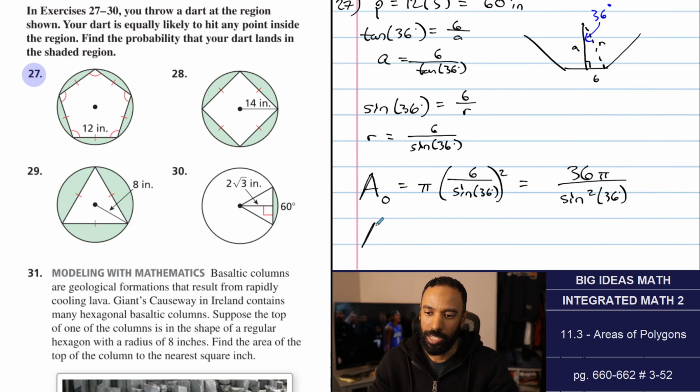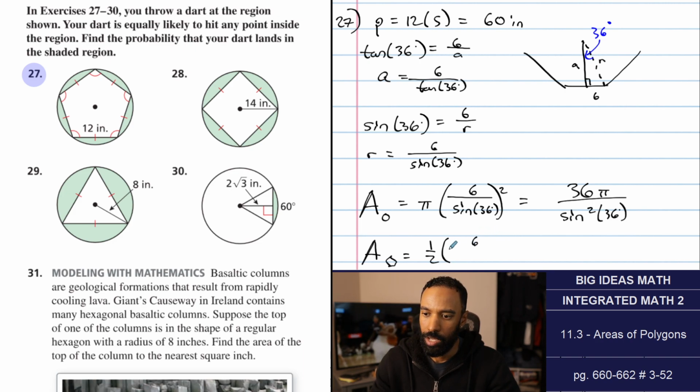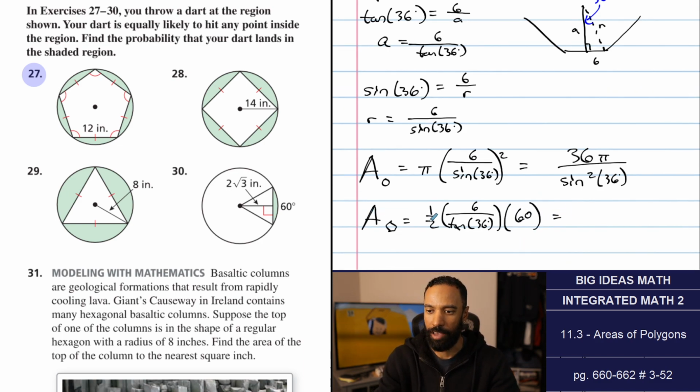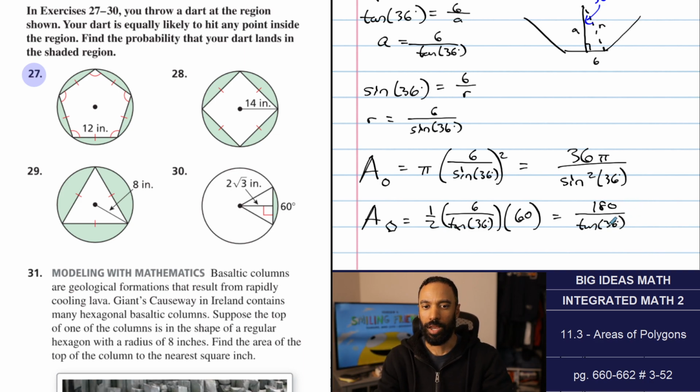The area of the pentagon is 1/2 apothem. Where's apothem? 6 over tangent of 36 times perimeter, 60. So as an exact answer, half of 6 is 3. 3 times 60 is 180. So I get 180 over tangent of 36 degrees. So there are the two areas.